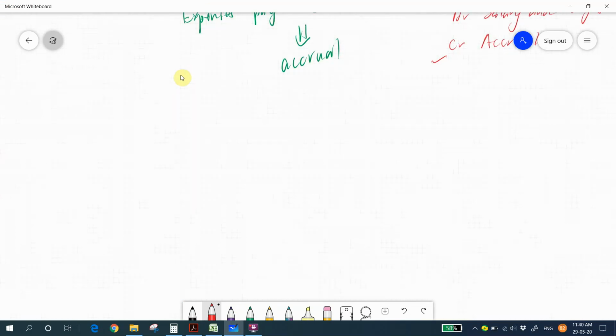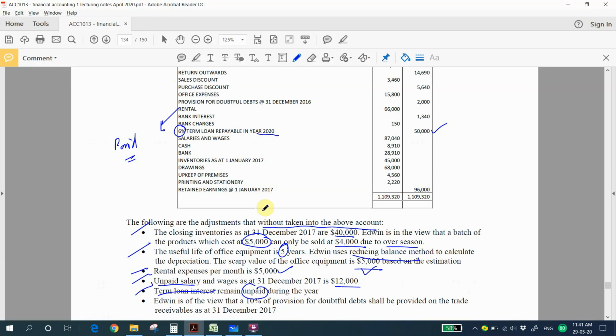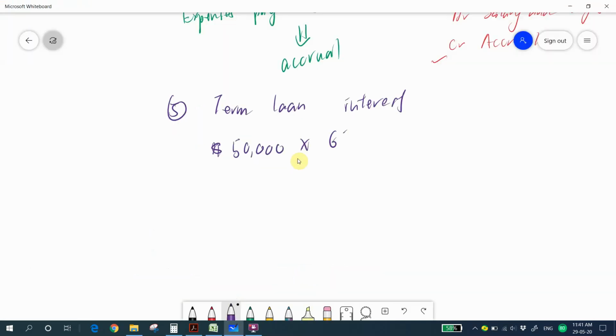So number 5, term loan interest. The principal, or the amount that you borrow from the bank, is 50,000. The interest rate we can identify from the description here, 6%. 6% is the interest rate. So we need to pay 3,000 as the interest for the borrowing.